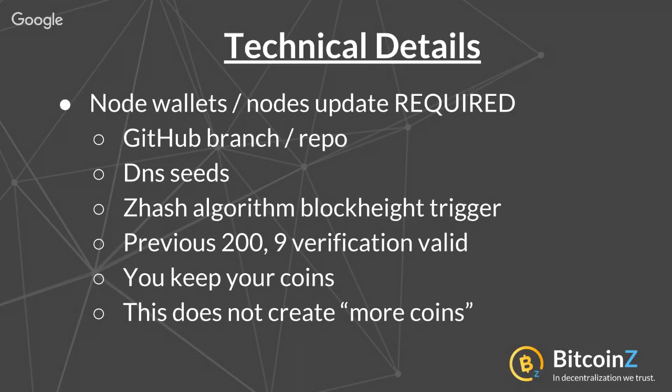It's not going to affect your coins. Your coins are stored in the blockchain, and changing the algorithm does not affect that. They'll still be safe and protected after we do the switch. And also we don't expect this process to create any more coins, since this is an algorithm fork, not a fork for a new project. There's only going to be one project.